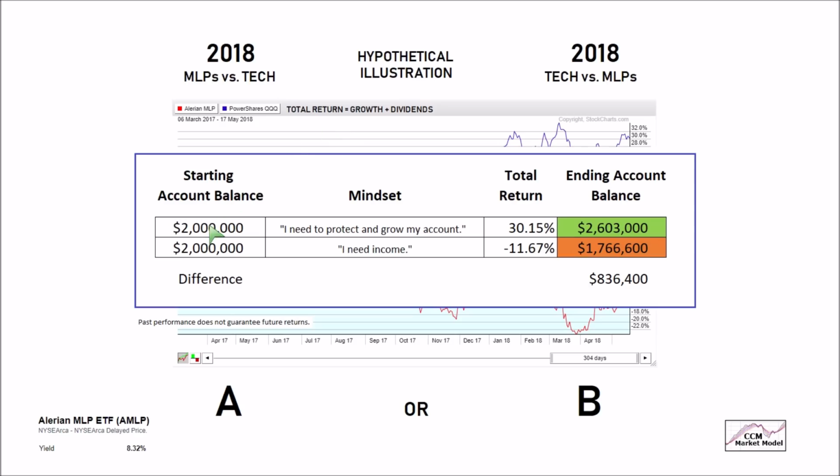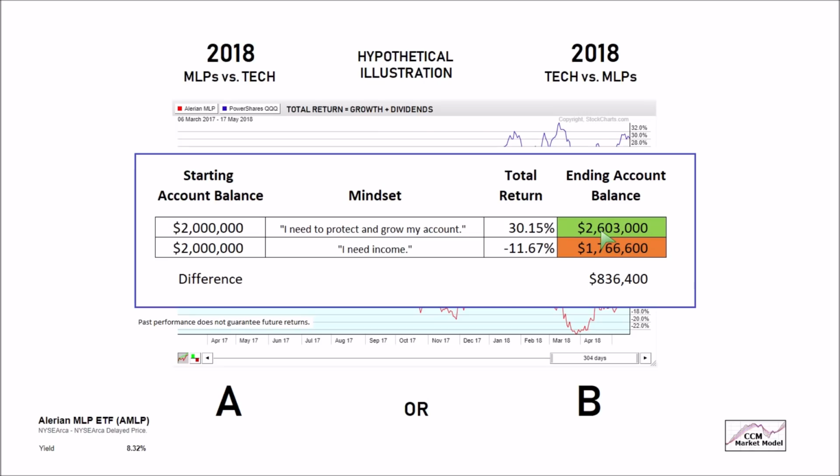Hypothetically, if we invested $2 million in the triple Qs with a mindset that I need to protect and grow my account, the return between point A and point B that we just covered was 30.15%. Hypothetically, my $2 million would be worth $2.6 million as of Thursday's close. Conversely, if I focused only on the dividend and the fact that I'm retired and I need income, over the exact same period, the total return for AMLP was a loss of 11.67%. My $2 million would have turned into $1.7 million.